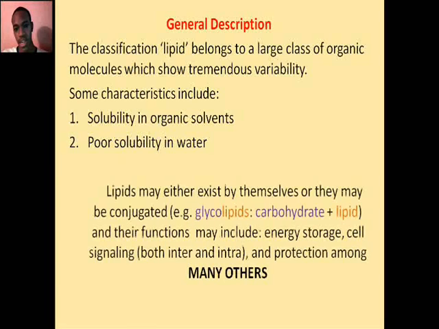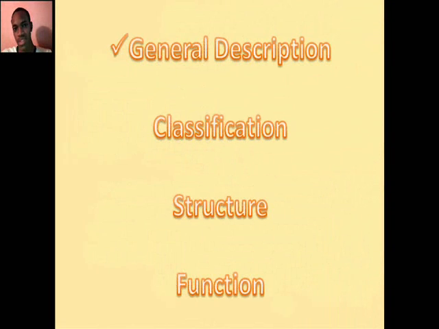Now, lipids may either exist by themselves or they may be conjugated. Example, glycolipids. This consists of a carbohydrate and a lipid. And functions of lipids may include energy storage, cell signaling both within a cell and between different cells, and protection. Now, there are many other functions of lipids, but we would go into more detail with them as we come across them. Now, that basically covers the general description of lipids.